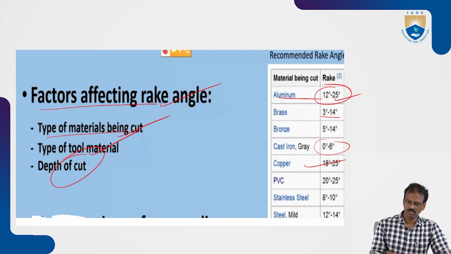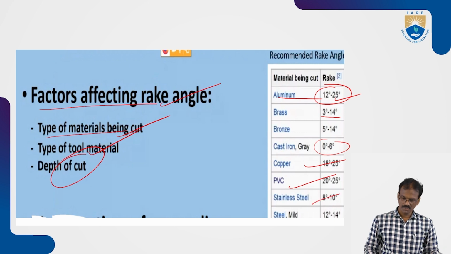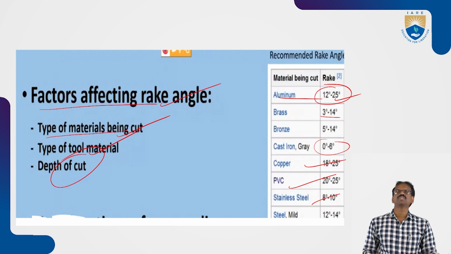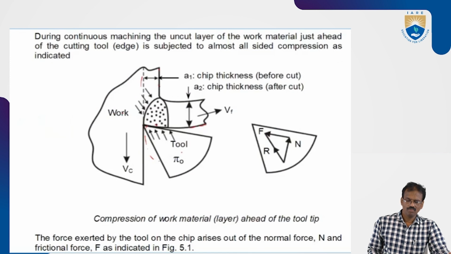Copper is the positive. So PVC is the positive. Stainless steel, this one. So these are the different optimized rake angles for performing machining on different types of materials. Okay, we'll see how chips are formed. Otherwise, you can see in the machining how the chips are removed from the workpiece.